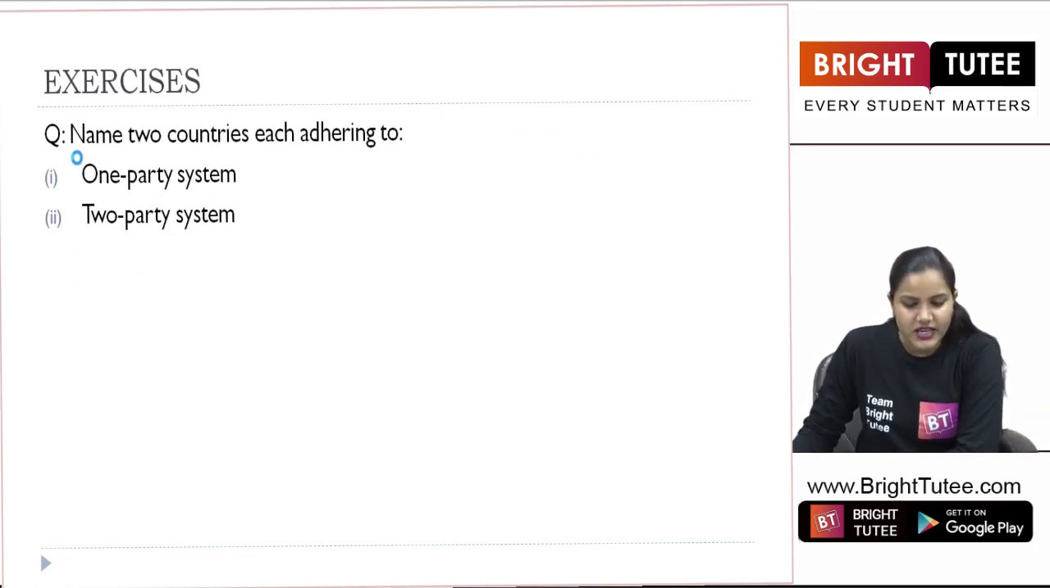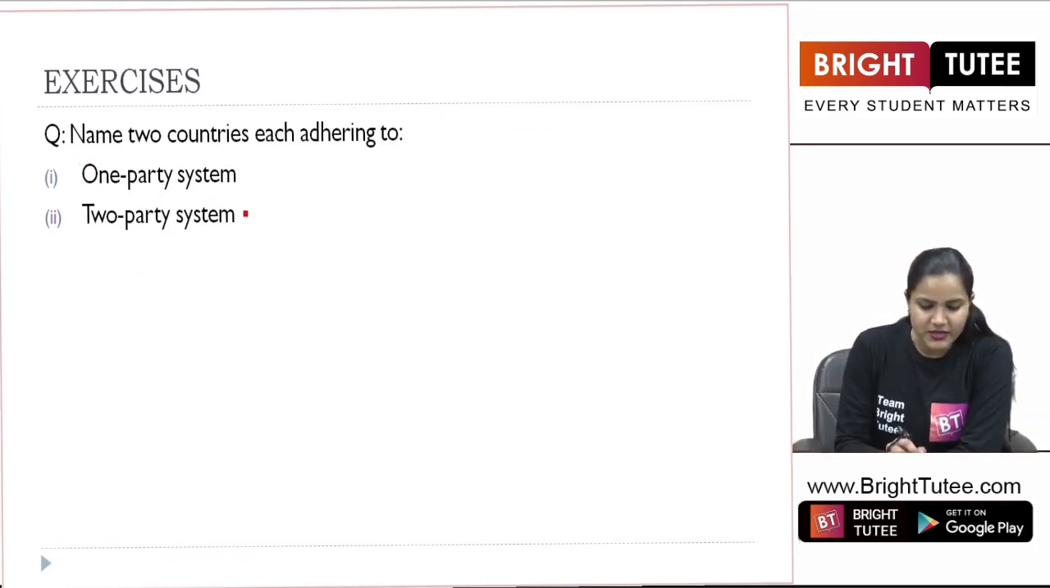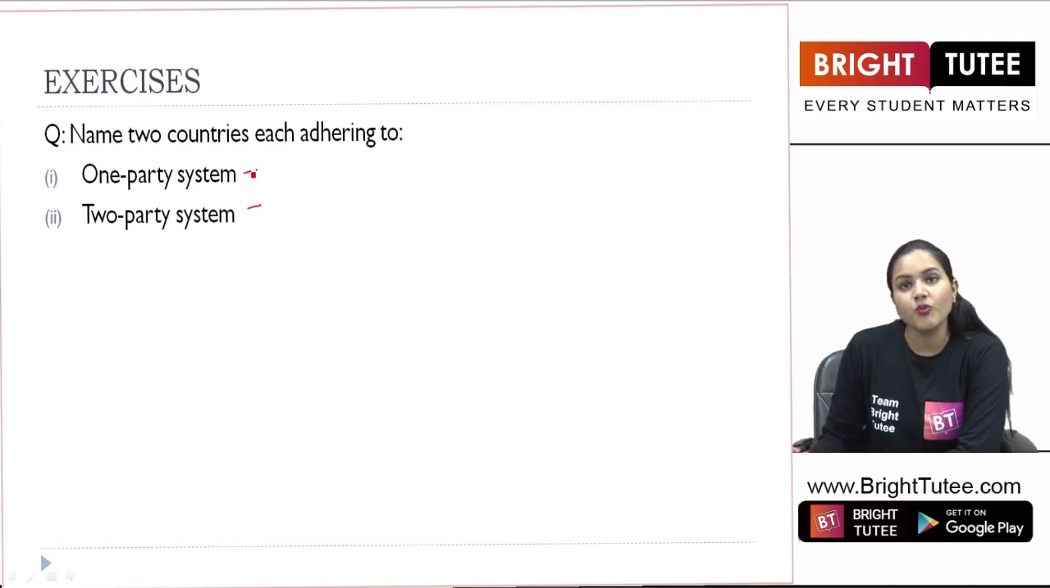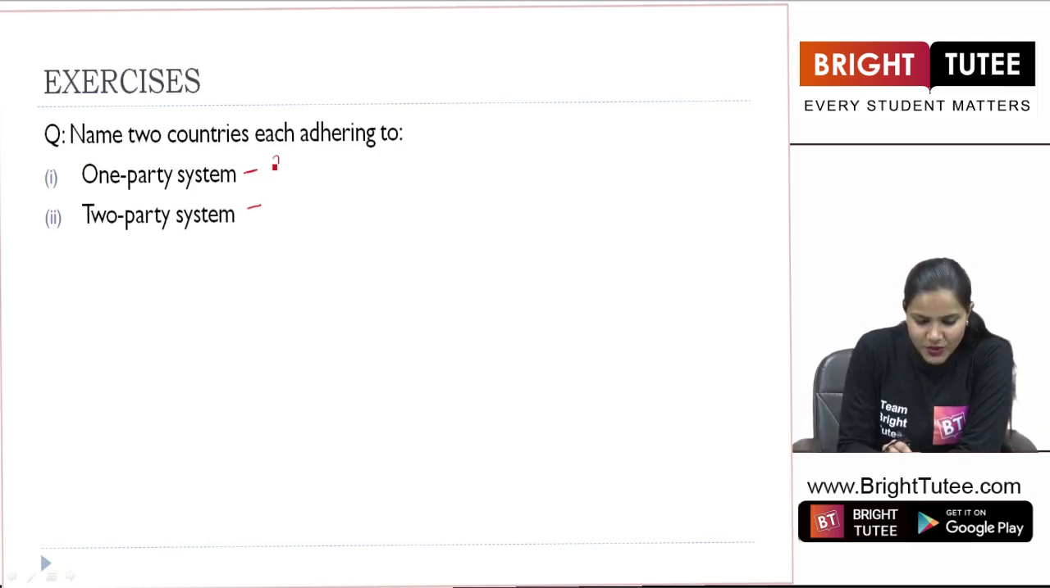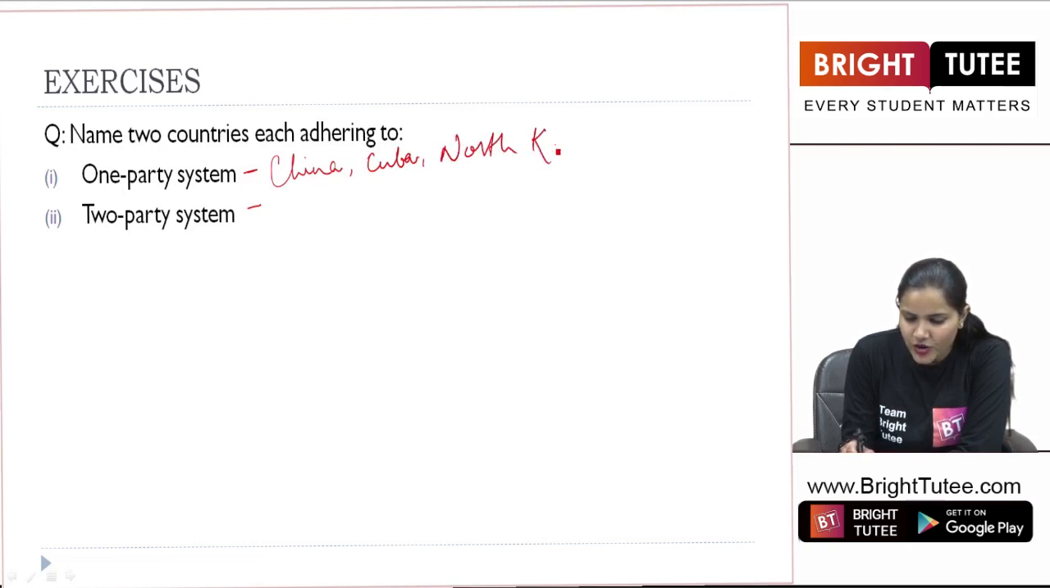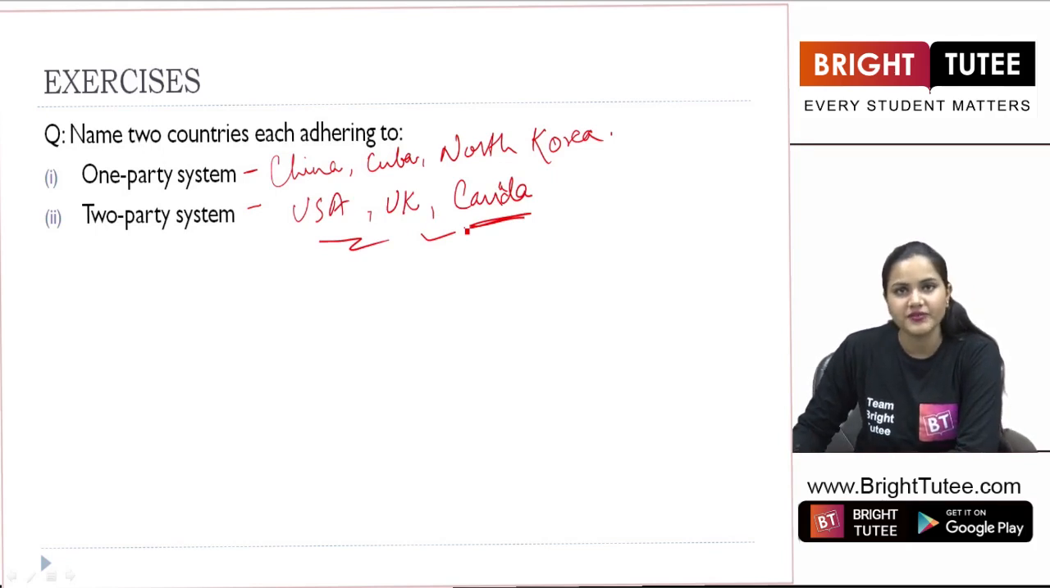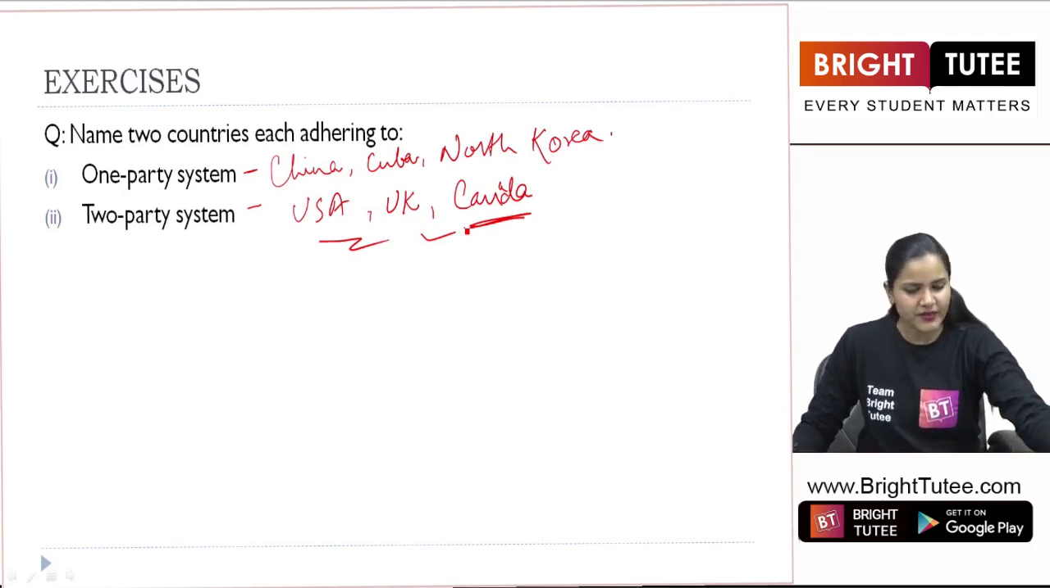Name two countries each adhering to the one-party system and the two-party system. Now, when we are talking about the one-party system, what are the options for you here? You have just learnt them. You can write China, you can write Cuba, you can also write North Korea. Any two of these countries. When we are talking about the two-party system, we can write USA, United Kingdom, or Canada. Any of these countries here. So this is how you are going to answer this question.